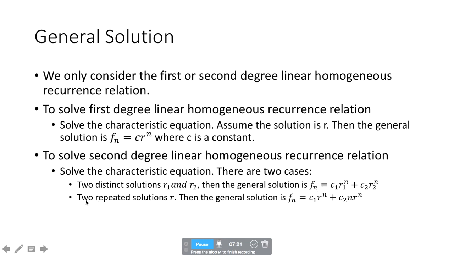The second case, we have a repeated solution R. In this case, the general solution is Fn equals C1 times R to the n power plus C2 multiplied by n multiplied by R to the n power, since you only have one solution R, right? So again, it is still a linear combination of two terms. One term is R to the n power, another is n multiplied by R to the n power, okay?